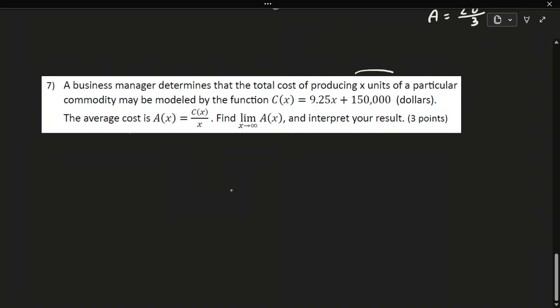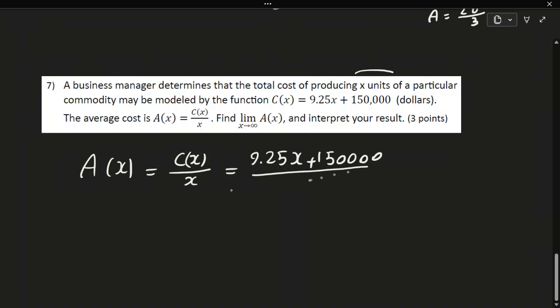If you want to find the average cost, this is for x units, an average for each product. If we produce x units, for each product we are going to have this A of x as average cost. So if I want to introduce average cost as a function, it is C of x divided by x. C of x is defined by this 9.25x plus 150,000 divided by x. Since x is not going to be 0, I can rewrite this as 9.25 plus 150,000 divided by x.